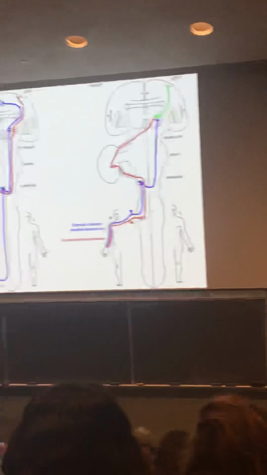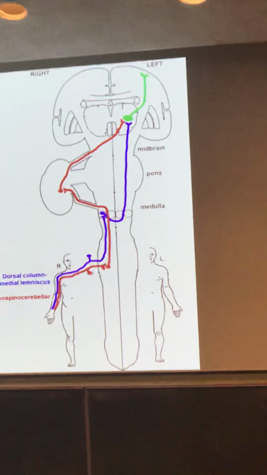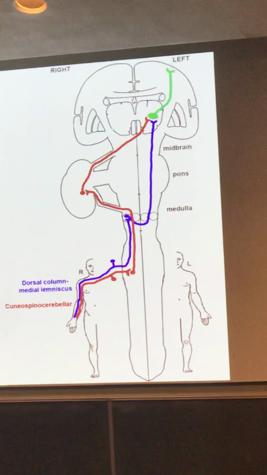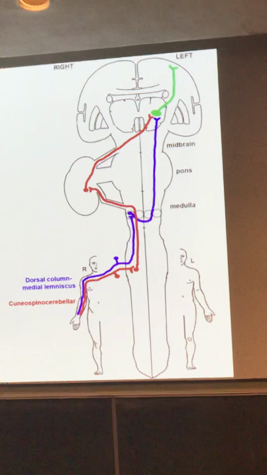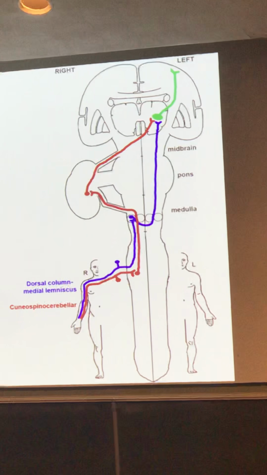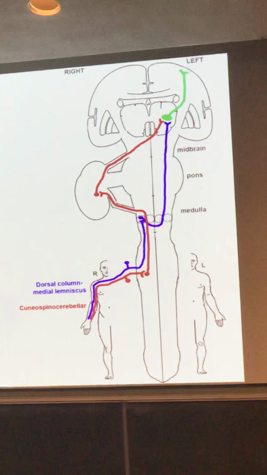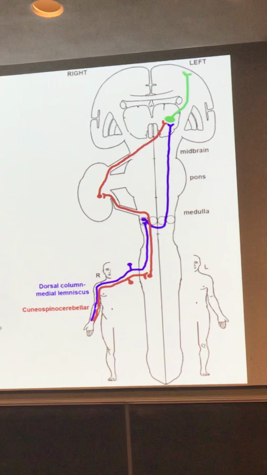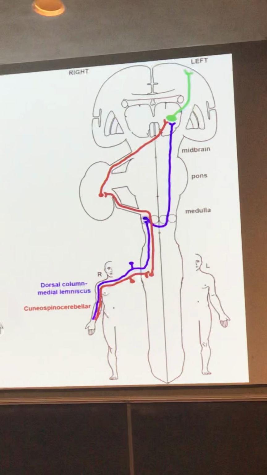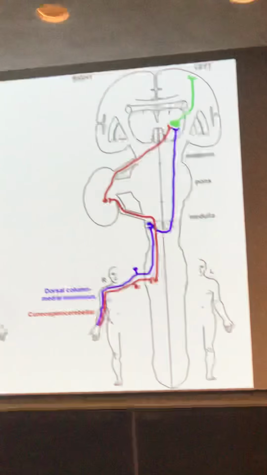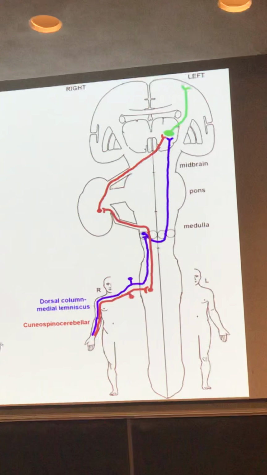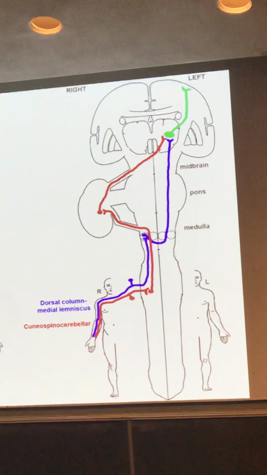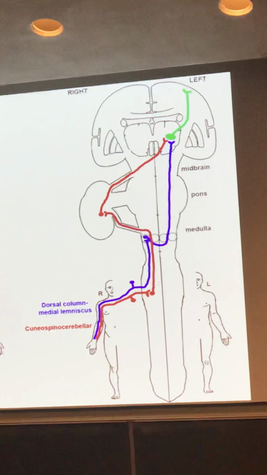The reason why I added this was to show you, when I said the receptors, Golgi tendon and muscle spindle, were being used by cuneo-spinal cerebellum, they're at the same time activating the dorsal column medial lemniscus. Just watch what happens. The cuneo-spinal cerebellum goes to the cerebellum. And the cerebellum, we're going to see, got some really important information.